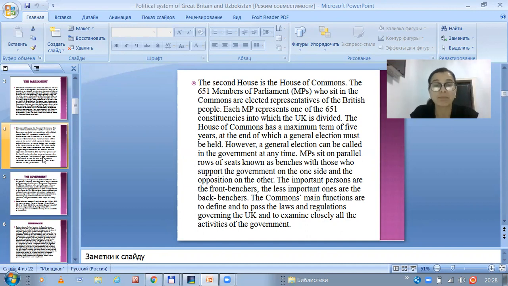Members of parliament, MPs, sit on parallel rows of seats known as benches, with those who support the government on the one side and the opposition on the other. Important persons are front benchers. The less important ones are backbenchers. The Commons' main functions are to define and pass the laws and regulations governing the United Kingdom, and examine closely all the activities of the government.